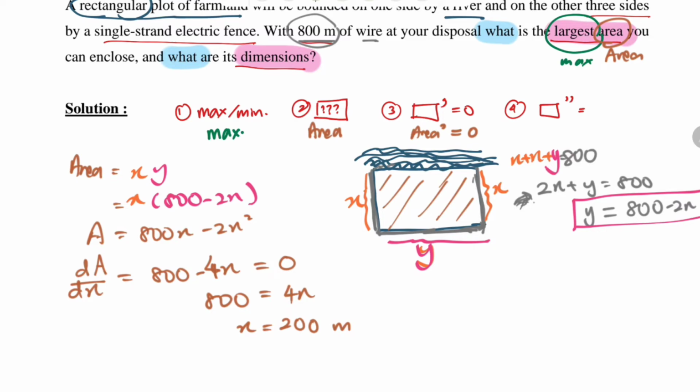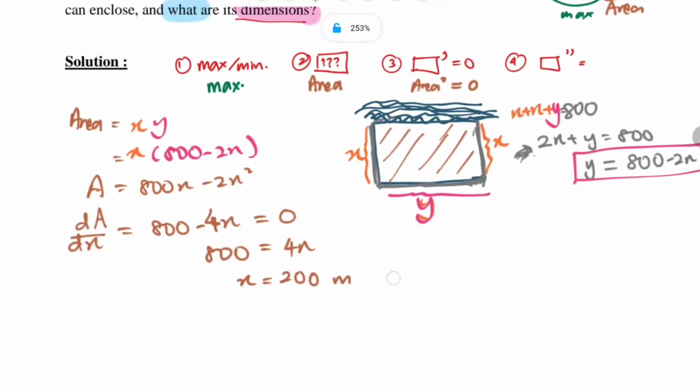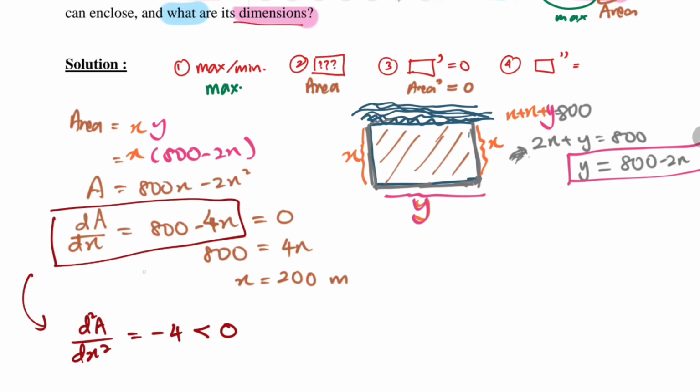Okay, next, what should we do? Remember, the fourth step is to find the second derivative. So don't forget, go ahead and do your fourth step. So when we differentiate the second derivative, we get negative 4, which is less than 0. And when it's less than 0, remember, it's a negative amount in our bank account. So of course, we are sad. So draw the sad face.